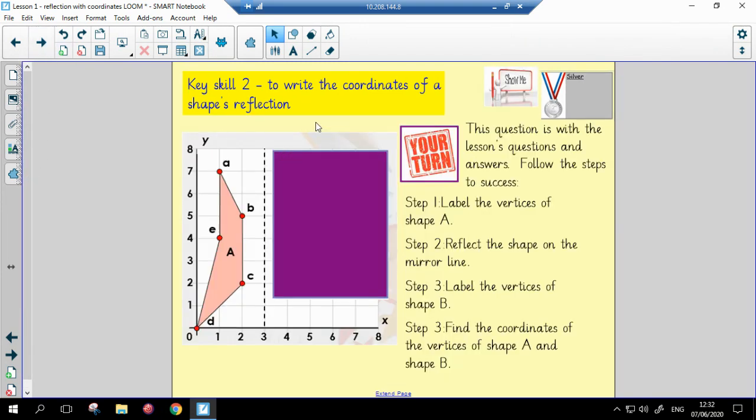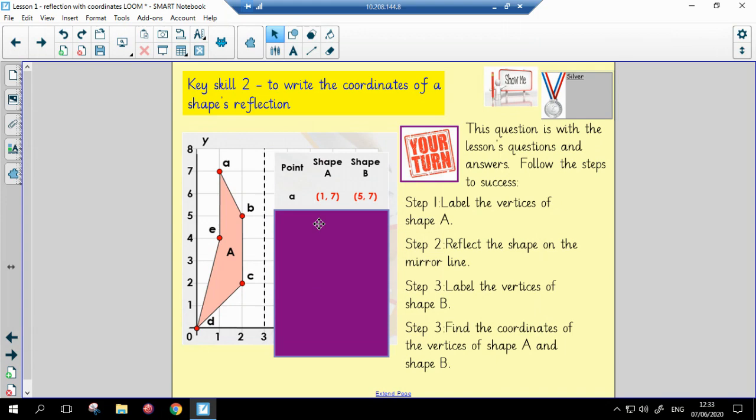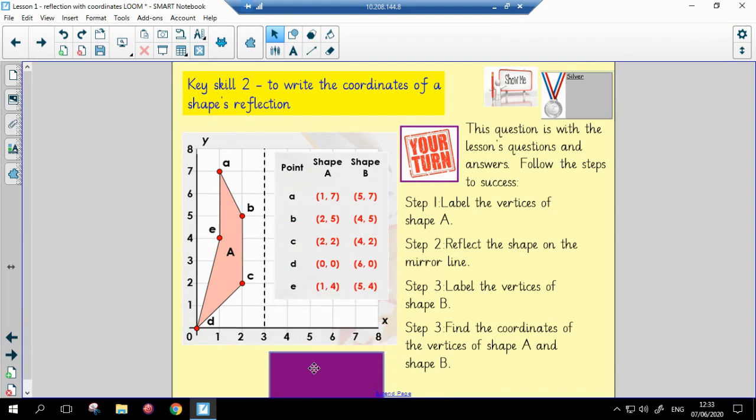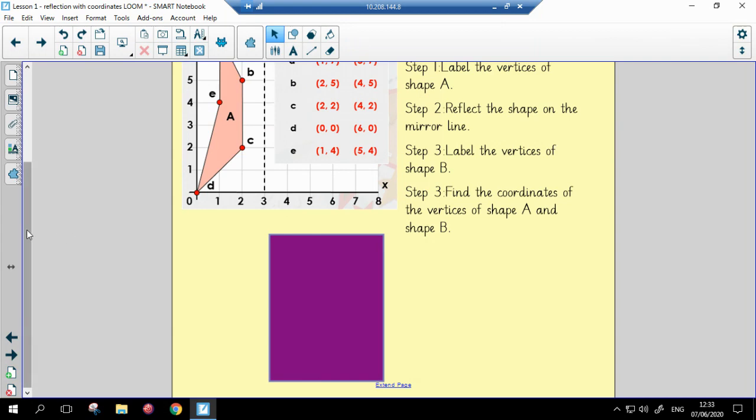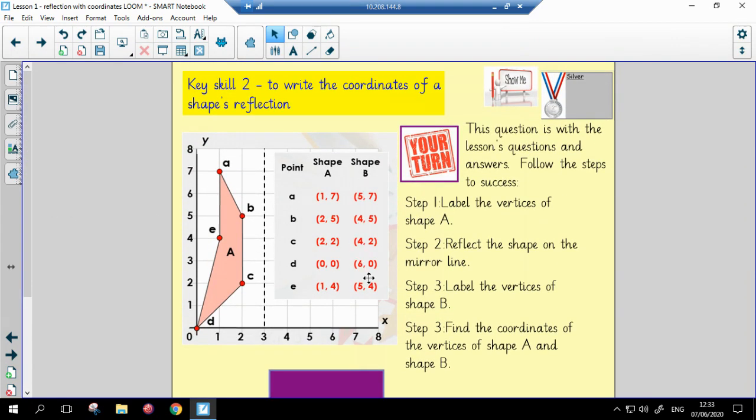Okay, so it's your turn to have a go, please. This question can be found with the lessons, questions and answers on the website. So I'm going to leave the steps to success up on the screen for you to use. Good luck. When you're ready, unfreeze and I'll show you the answer. Okay, and here are the coordinates of shape A, and shape B is the shape that you will have drawn and hopefully marked the points on and found the points. Well done if you've got them all correct.